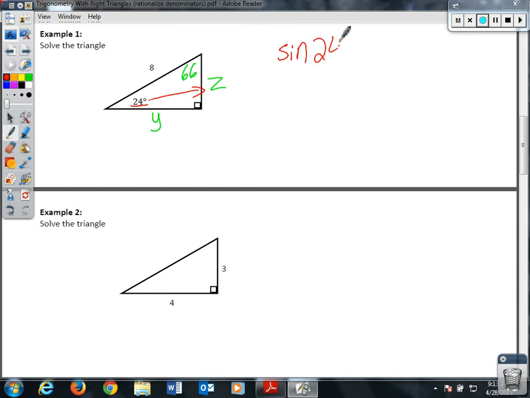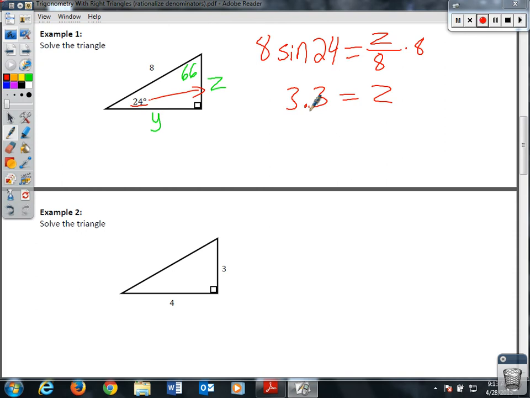So the sine of 24 is equal to the opposite leg, which is z, over the hypotenuse, which is 8. Multiply both sides by 8 to solve this, and we get z equals 8 times the sine of 24, which is approximately 3.3.